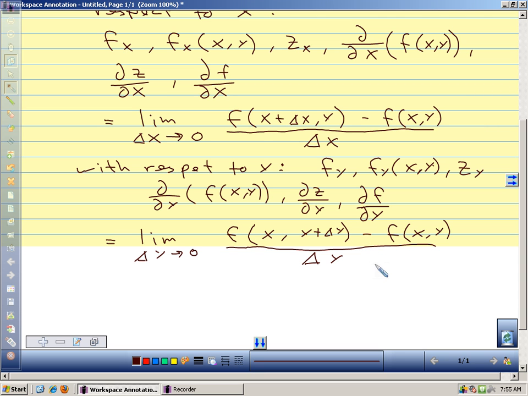And we'll do a couple of examples in a little bit. Any questions on this so far? Now if we want to evaluate our partial derivative at a point.